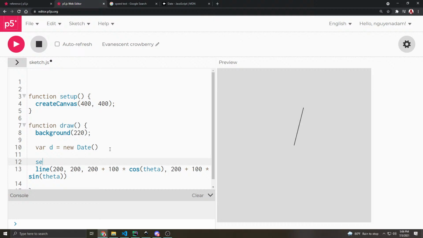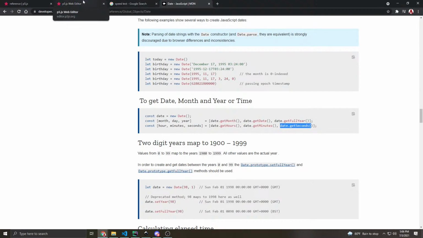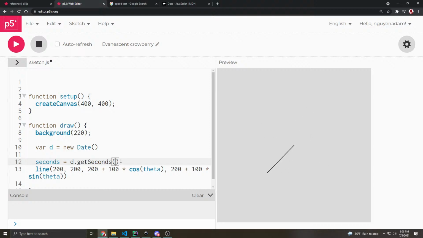So we could say something like seconds equals d dot get second. I think that's how we do it. Yeah, we use the thing. We get seconds from there, and now we want to figure out the angle, right? This is going to be a little difficult.